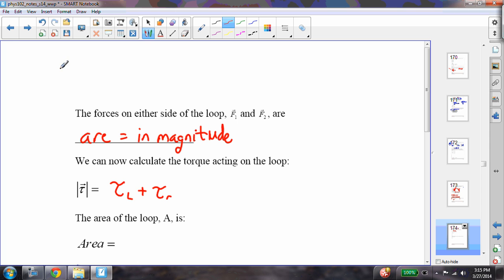Now, if you recall torque from last semester, torque is the product of the force times the length of the moment arm times the sine of the angle between those two. In this case, the force is the magnetic force, and the moment arm is half the distance A. Let me go back and show you this.